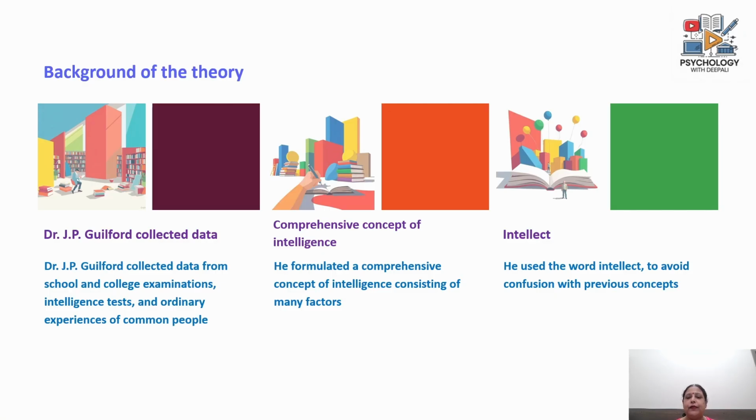Now, to know a little more about the background of his theory, he collected data from various intellectual assessments which were done at that point of time. And he collected data from school and college examinations and even from the experiences of common people. And then he formulated a comprehensive theory and a concept of intelligence, which consisted of many factors. Now, he specifically used the word intellect, not the word intelligence, to avoid confusion with other concepts and other theories of intelligence which were prevalent around that point of time.